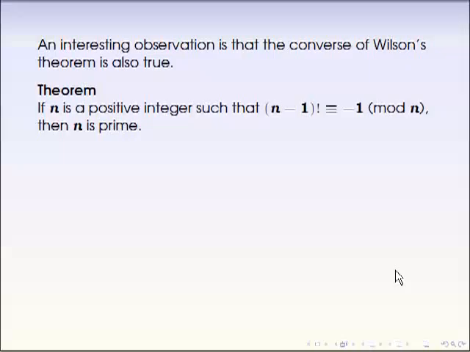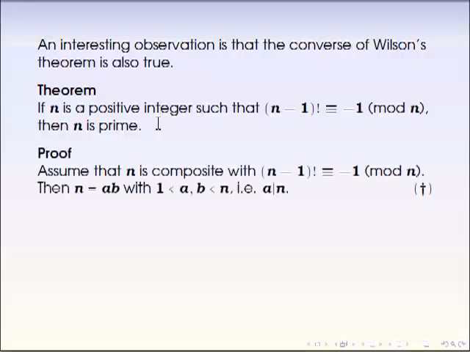Now we want to prove that the converse of Wilson's theorem is also true. Let's say n is a positive integer satisfying (n-1)! is congruent to -1 modulo n. Then this n should be a prime number. There is no other way. So let's try to prove it.